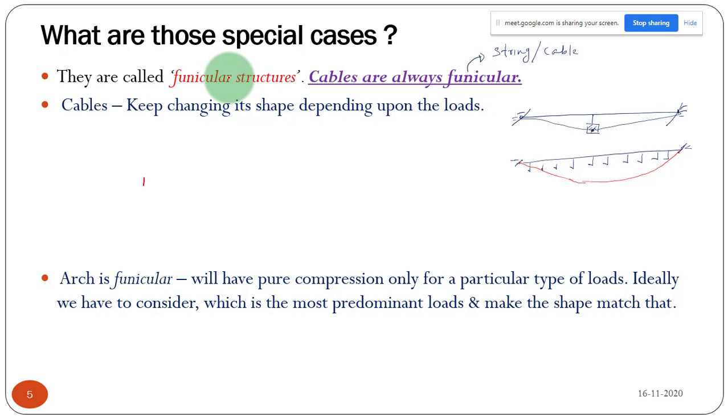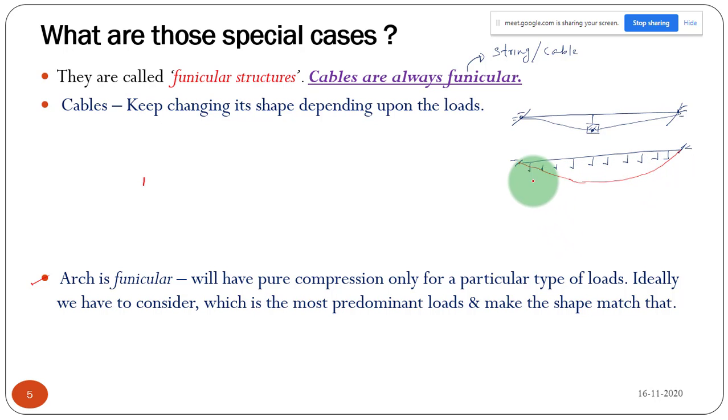Later on, we expanded that to arches also, with respect to the compressive force. The arch is funicular, if that is the case, it will have pure compression only for a particular type of load. So ideally we have to consider which are the most predominant loads. The main point is we will see all those things, and mathematically I will prove it. But for the time being, you understand the cable is always funicular, always tensile force. Why? Because it keeps on changing the shape. Once you apply the load, it will change the shape.